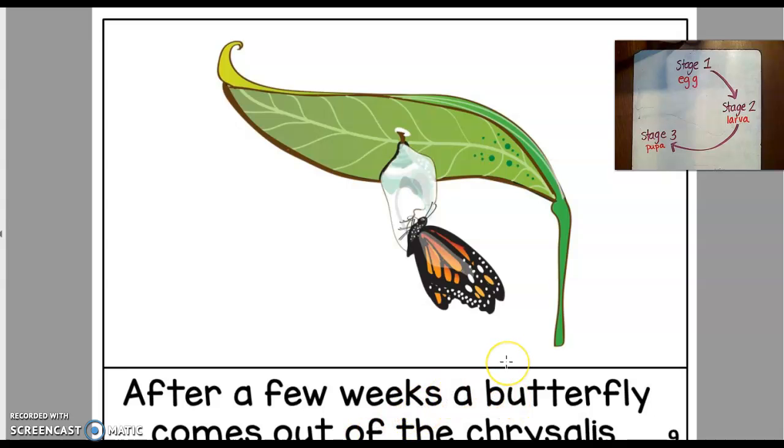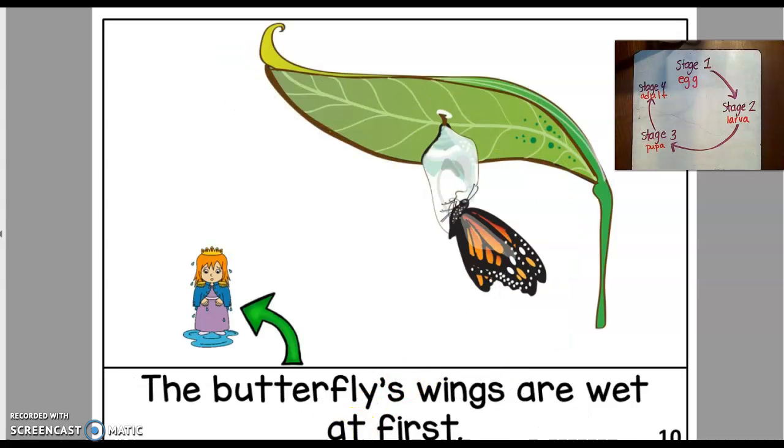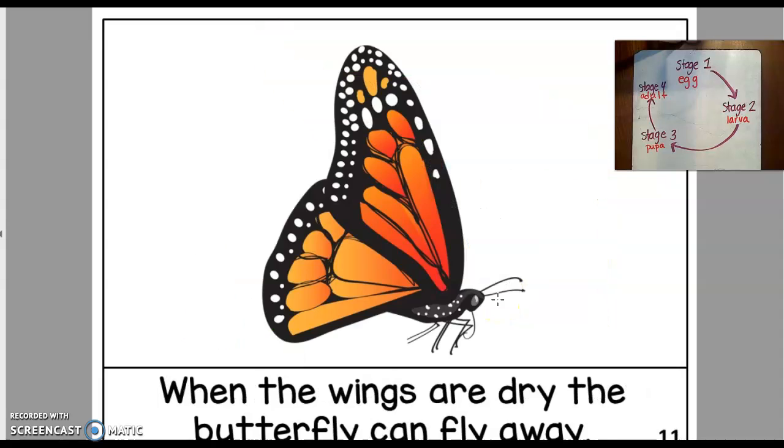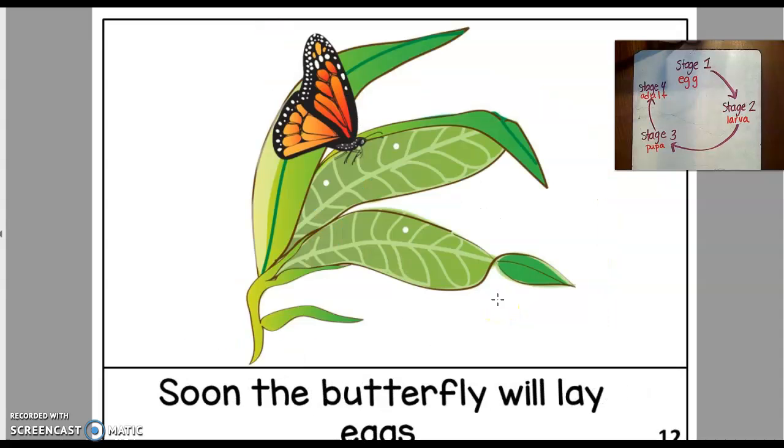After a few weeks, the butterfly comes out of the chrysalis. Oh boy, we are now in stage 4. And stage 4 of the insect life cycle is adult. The butterfly's wings are wet at first. When the wings are dry, the butterfly can fly away.